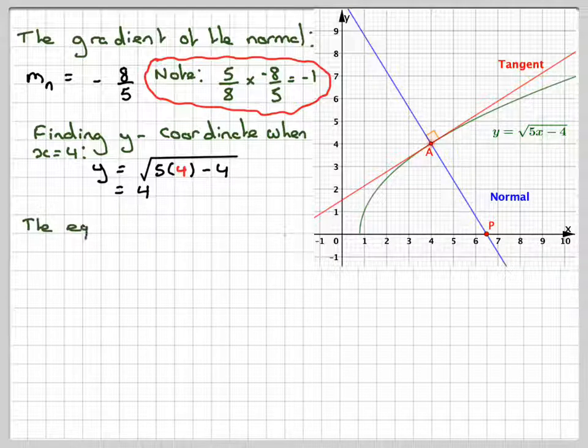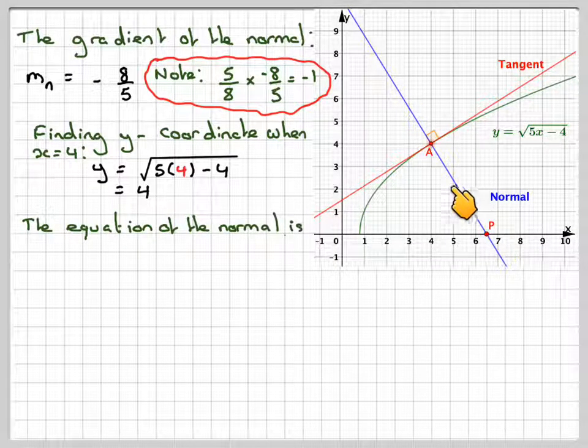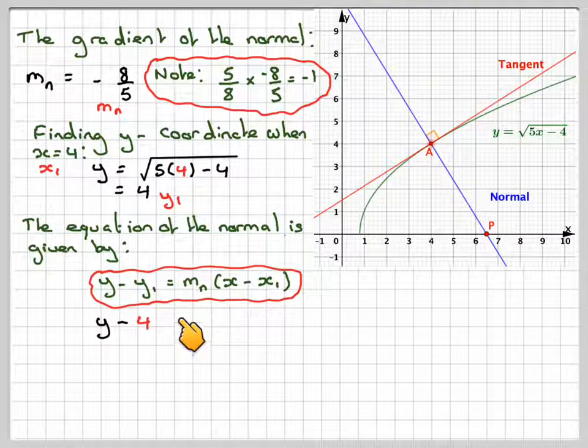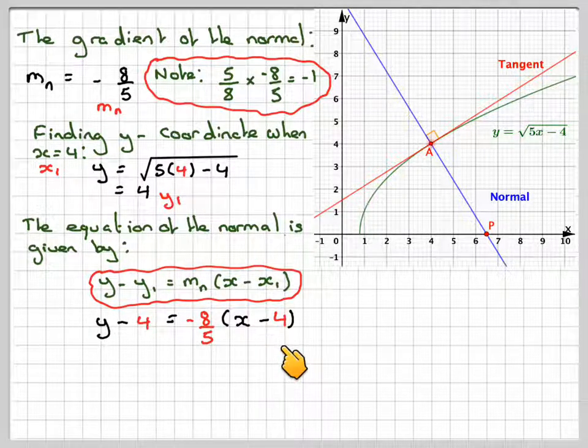And now we can find the equation of the normal, the equation of this line here, by using y minus y1 is equal to m_n times (x minus x1), or you can use y is equal to mx plus c. Substituting in the relevant information, with m_n, x1, y1, we're going to do y minus 4 is equal to minus 8 over 5 times (x minus 4). Notice again I wrote my fraction one above the other. Take the 5 and put it up in front of here.